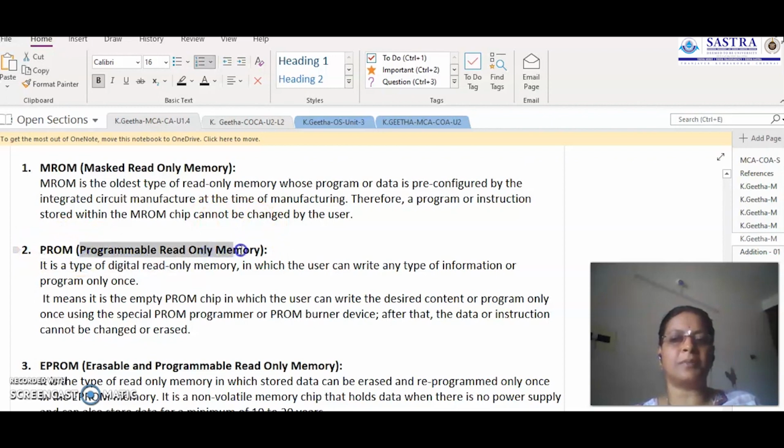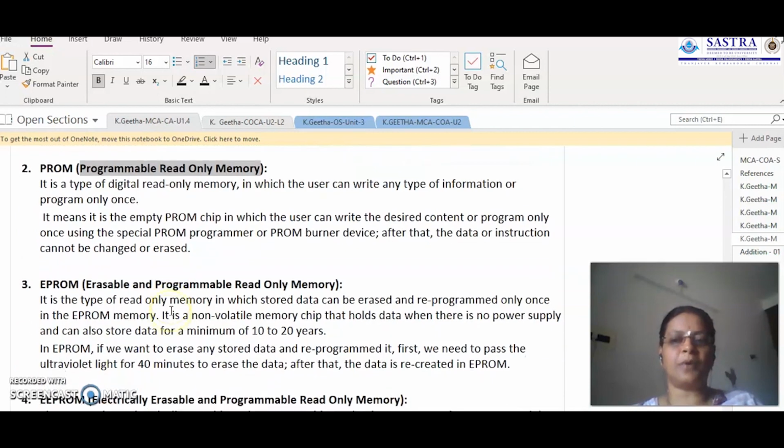Here of course the memory is programmed by the manufacturer, as we have seen for masked read-only memory. Here we have the empty PROM chip, and once the user has written the desired content in it, it is permanently stored and we cannot erase it. So that's what we call programmable. We can program this read-only memory for our own purpose.